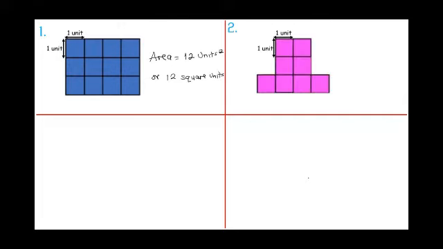Okay, for part 2, look at this figure. So what is the area? Let's count how many squares we have. 1, 2, 3, 4, 5, 6, 7, 8. So we say that the area is equal to 8 square units. Okay, or simply say 8 square units.